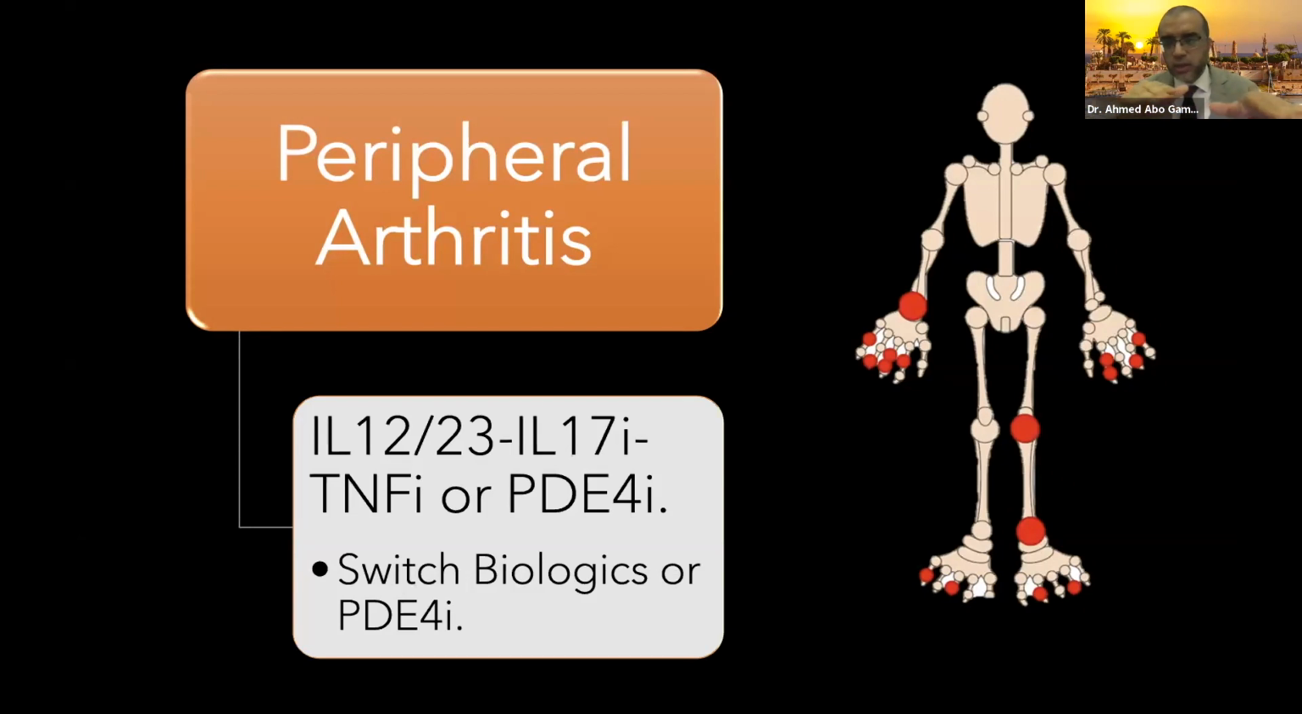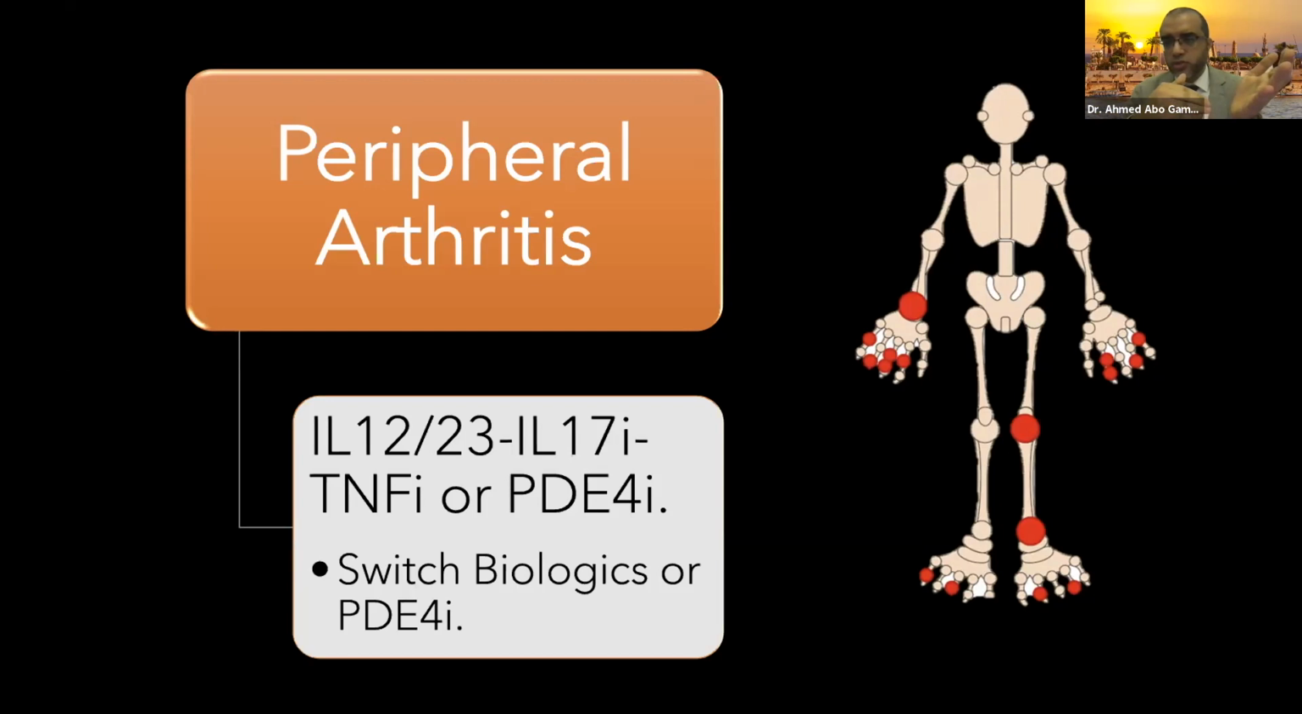You have interleukin 12-23, interleukin 17, TNF alpha inhibitors, and PDE4, all of them still in the same place for polyarthritis. As I said before, the most favoring factor is the patient characteristics and patient profile. If you have a small joint count, 1 or 2 joints, and mild disease in senior patients, you may go for a PDE4 inhibitor, which could be safer for these patients.